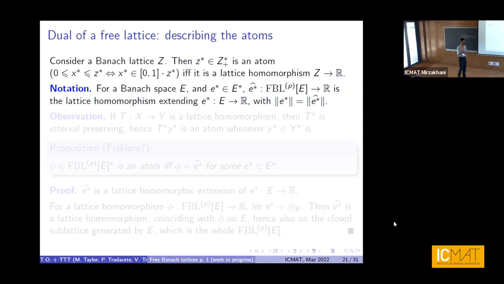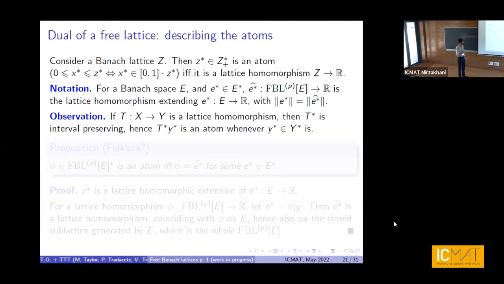Maybe on a more axiomatic level, we can think of E star hat as a lattice homomorphism which extends E star. So E star is a linear operator from E to R. And from the definition of a free Banach lattice, there exists a unique lattice homomorphism which extends this with the same norm. And it's possible to observe, by the way, I'm not giving the name of the author of this observation. I think this is kind of free Banach lattice folklore.